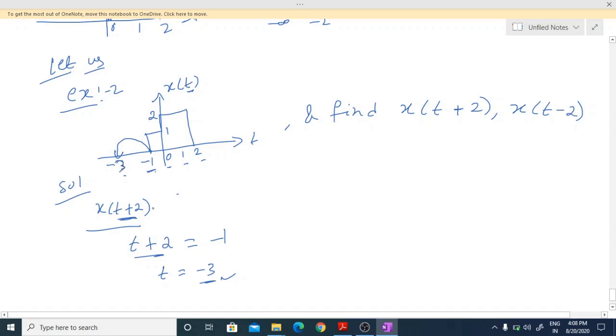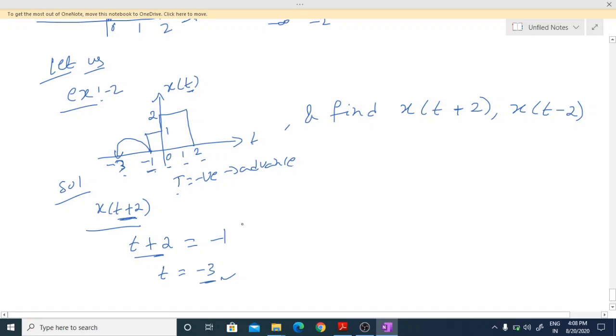Already I explained that whenever the capital T value is positive on the negative side, that means it is an advanced signal. So how many levels advanced? Two levels. So here t is -2, so -1 plus -2 equals -3. Two levels advance, so the given starting position will be shifted to the -3 position.